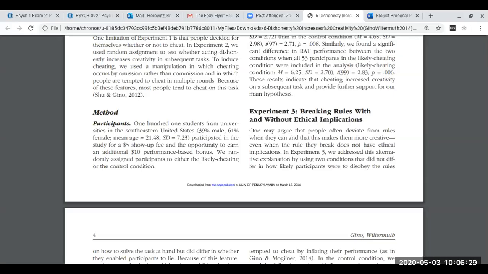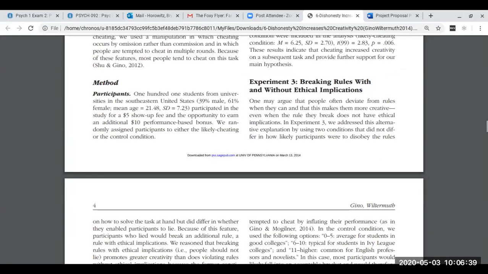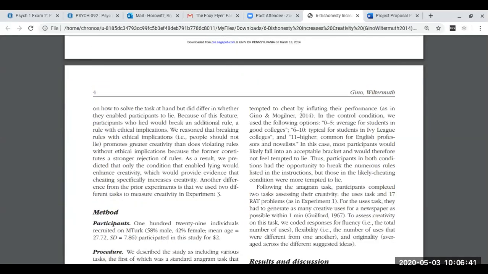In experiment 3, we address this alternative explanation by using 2 conditions that did not differ in how likely participants were to disobey the rules on how to solve the task at hand, but did differ in whether they enabled participants to lie. Because of this feature, participants who lied would break an additional rule, a rule with ethical implications. We reasoned that breaking rules with ethical implications, people shouldn't lie, promotes greater creativity than does violating rules without ethical implications, because the former constitutes a stronger rejection of rules.